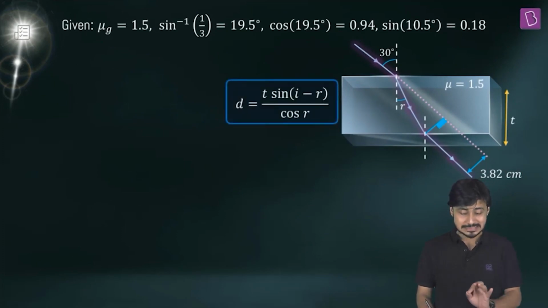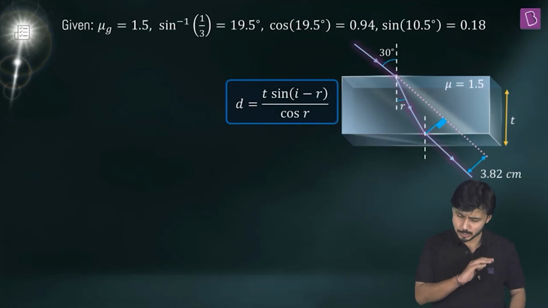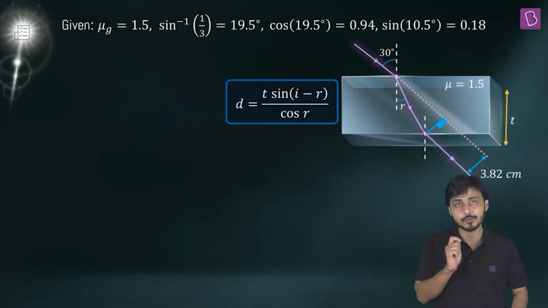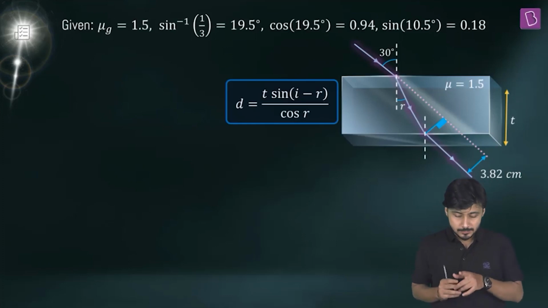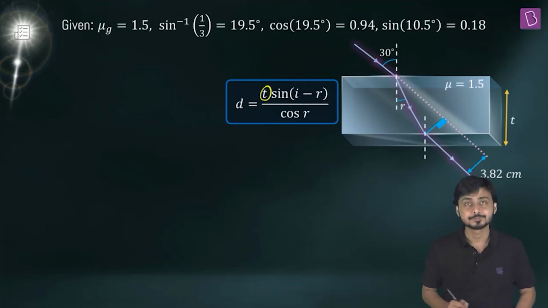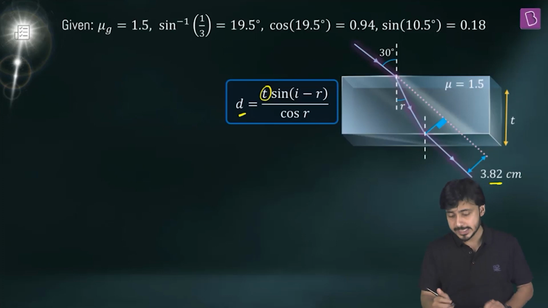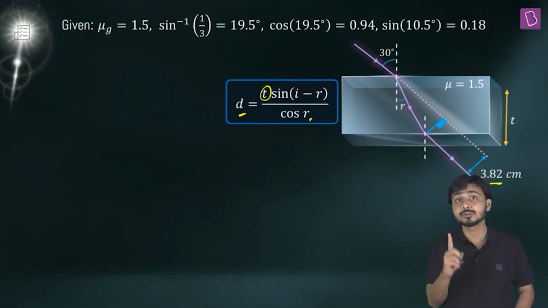You know the formula: D, that is the lateral shifting, is equal to T sine (I minus R) divided by cos R. You are absolutely clear with that. You have used it 3 or 4 times, at least in this DPP only, right? From this formula, you need to calculate T. But for that, you need to know the rest of the things, like I, which you already know. I is 30 degrees. D, you already know, is 3.82 centimeter. What you don't know is R. So first and foremost, calculate the value of R, right? Then we'll use this formula to get the value of T, and that is it.